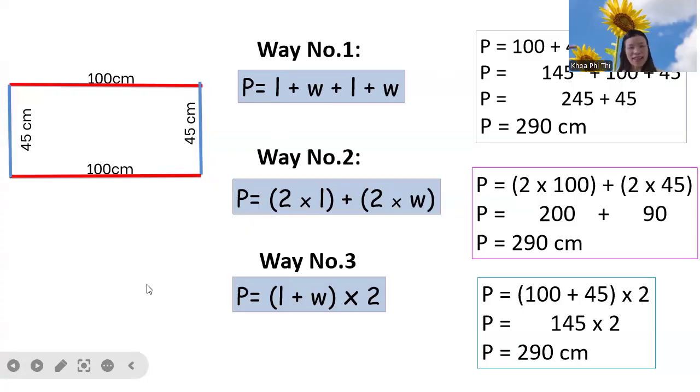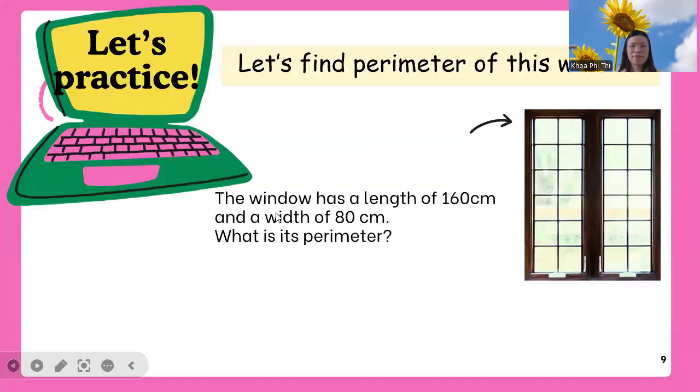Now move to the next. What is this? It's a window, right? What is the perimeter? The window has a length of 160 centimeters and a width of 80 centimeters. Can you find the perimeter of the window? Yes, good. Then write out your solution on the handboard.